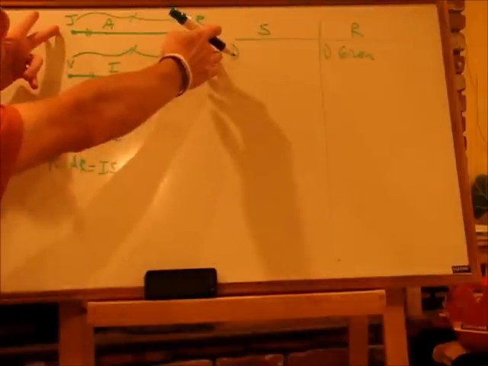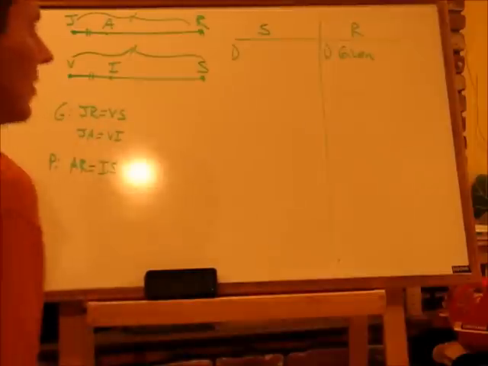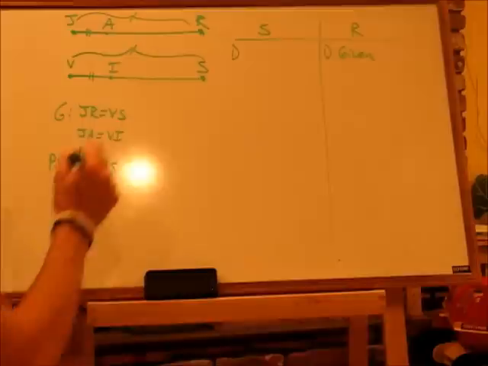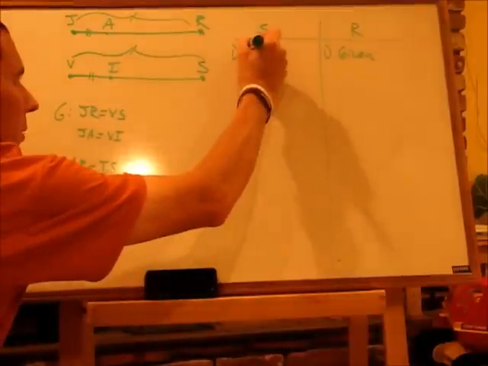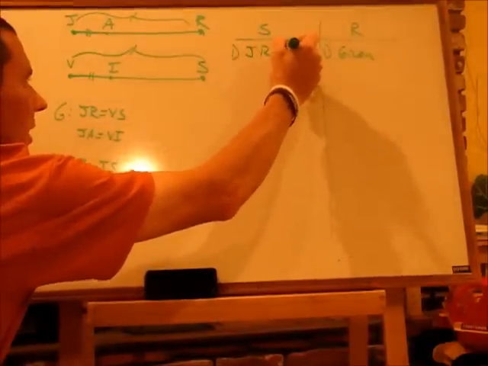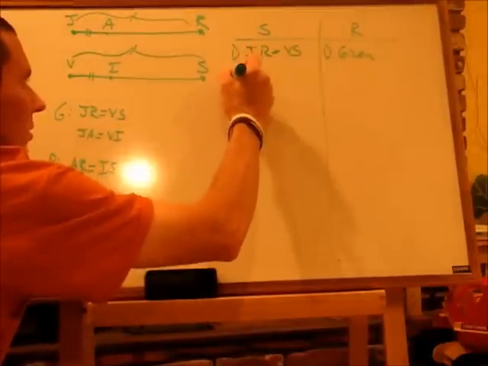I've got to go from the big segment to subtracting that piece to get the other one. So it sort of makes sense as we look at this to think about it and say we have to start off with the big segment. So I'm going to put JR equals VS.